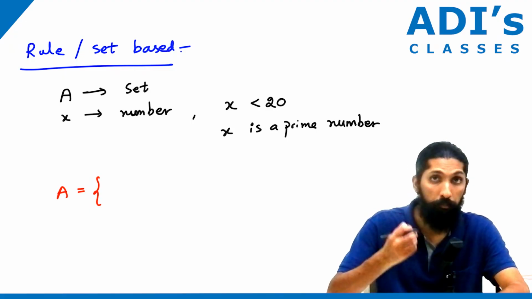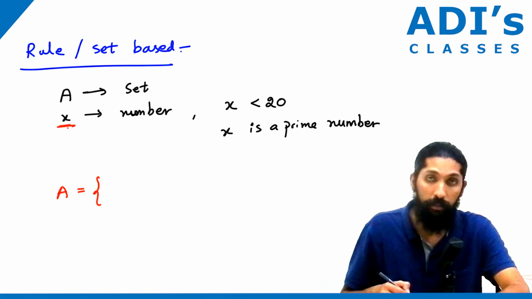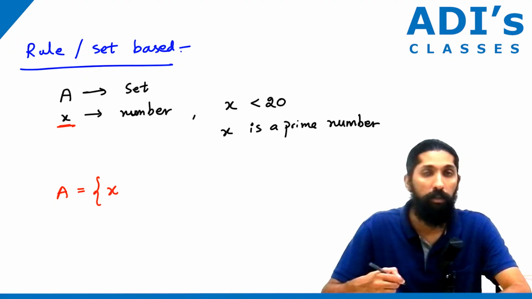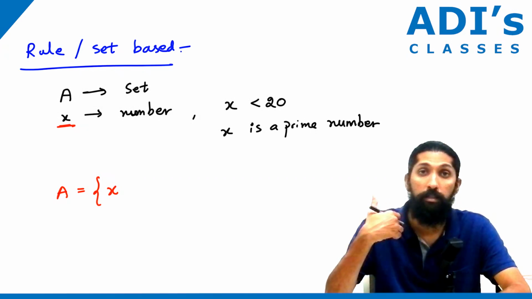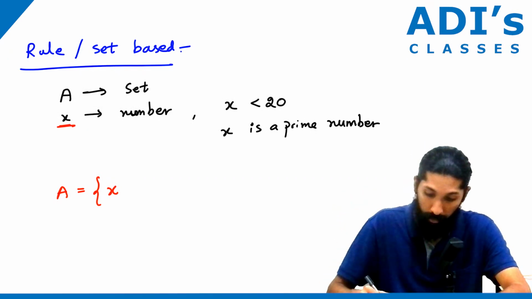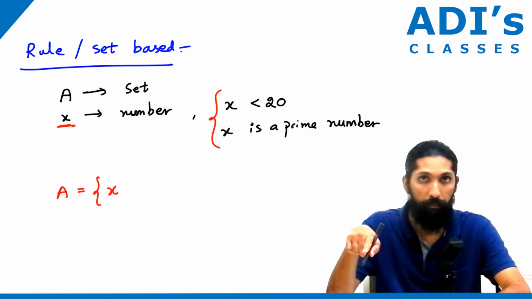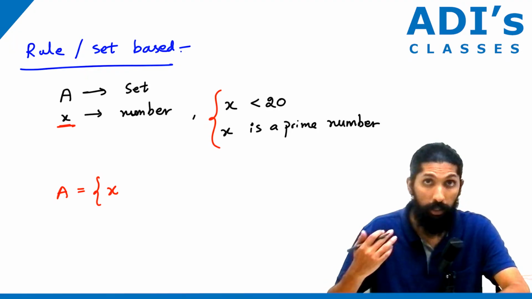Now what is the variable you are taking here? Here x is the variable, isn't it? So x. What are the conditions? Such that x is a prime number less than 20. So you need to have these two conditions, isn't it? x is less than 20 and x has to be a prime number. So x is a number such that.